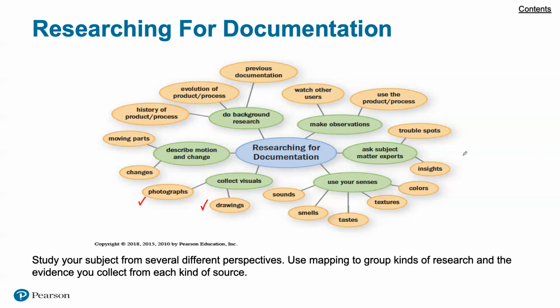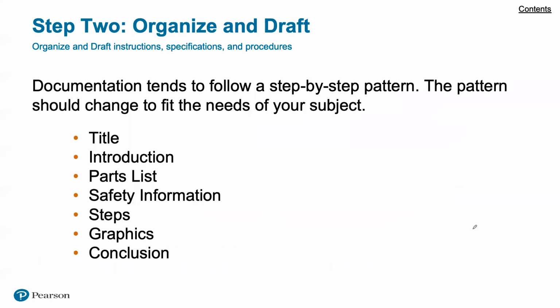Ask the subject matter experts what the trouble spots were, so you can show how you're dealing with those. What are the insights that they bring to mind that are useful? Use all of your five senses. What are some of the observations that you get? Sound, smells, taste, textures, colors, all of these can be helpful as you get into the writing process. I already talked about collecting visuals. And then finally, describe motion and change. What are the moving parts or changes? And how is what you're providing going to be helpful for that?